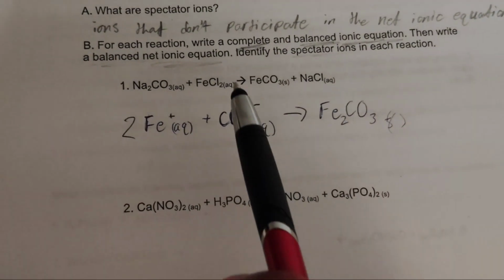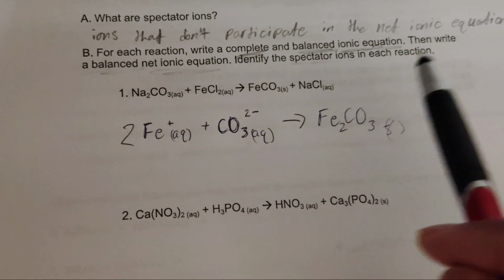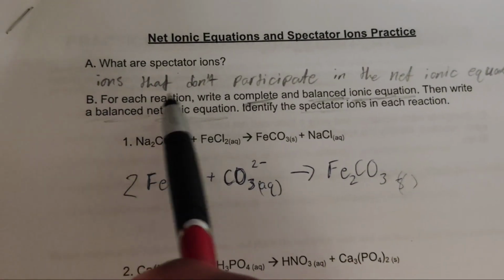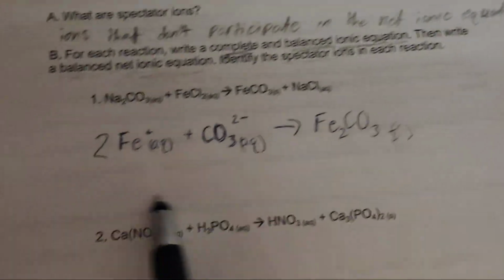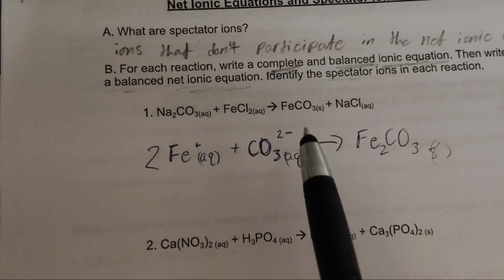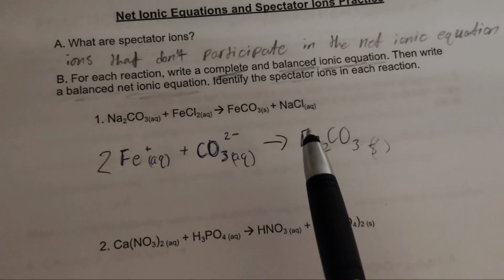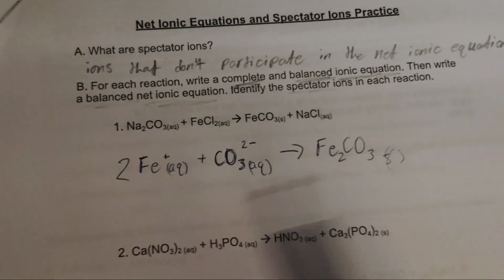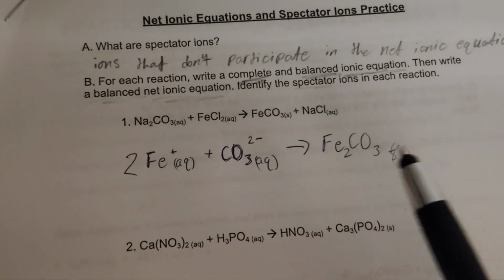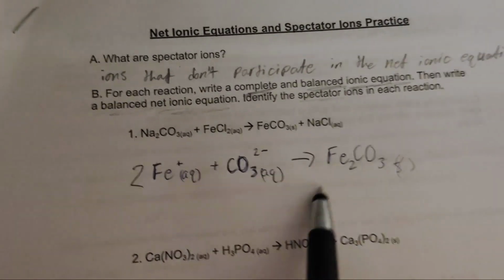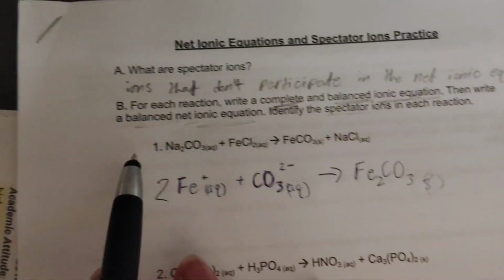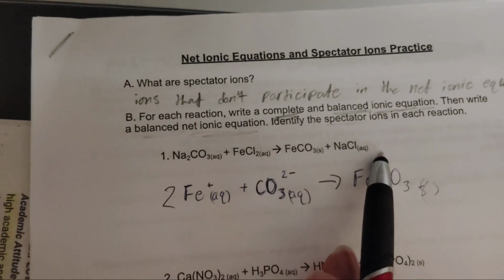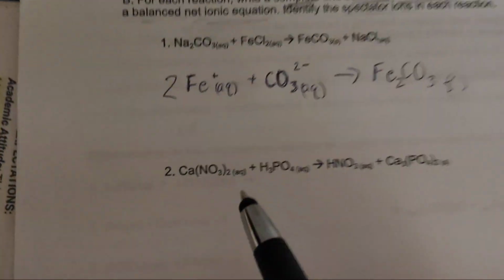And for identify the spectator ions. So as we can see up here, what are spectator ions? Spectator ions are ions that don't participate in the net ionic equation. So we have iron and carbonate, which forms iron carbonate. Those are the net ionic. This is the net ionic equation. So these are what participates. The things that don't participate are the sodium and the chloride, which form that sodium chloride. So this would be the equation for this one.